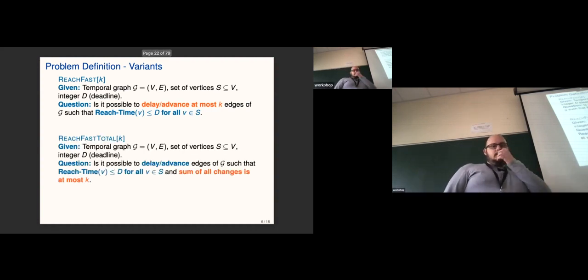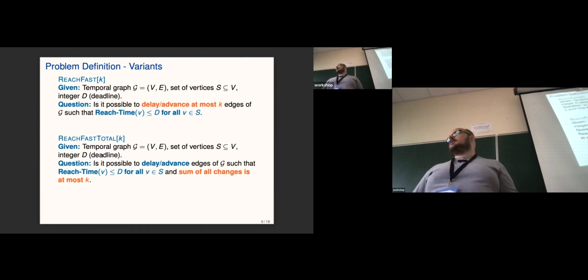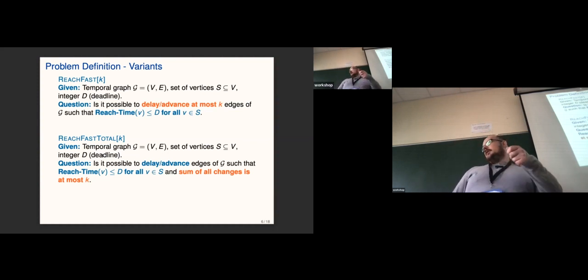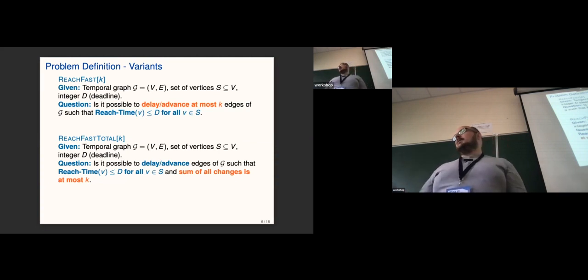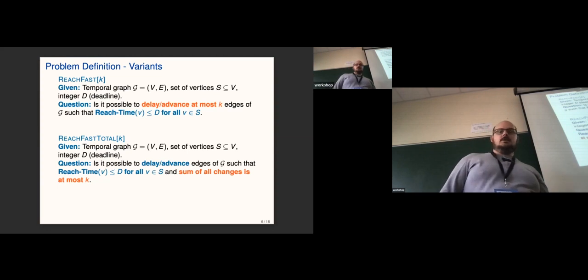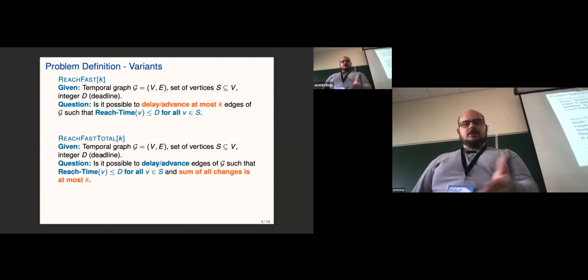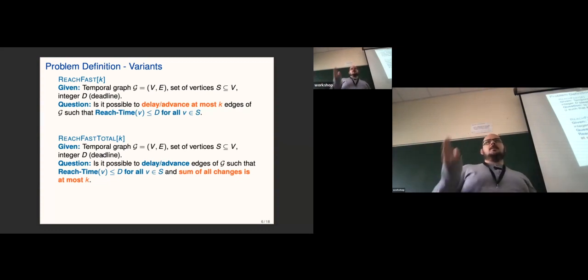And in the final variant we studied, we actually limit also the total change that we allow, right? So if we change from label 5 to label 10, that counts as a change of 5, right? And it kind of makes sense because we are changing some structure of some underlying problem from which we have motivation. And sometimes it's much easier to change maybe a bus connection by half an hour instead of changing it completely to a very different time. And of course, we take the change as an absolute value, right? So advancing is also a positive change.